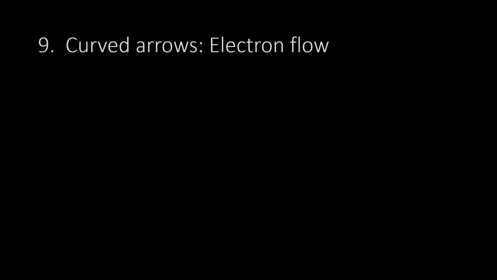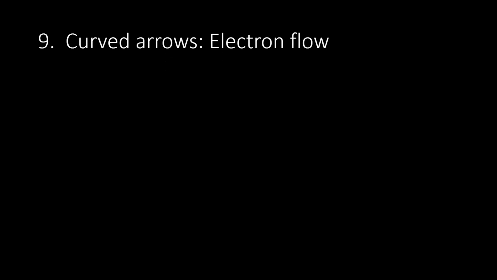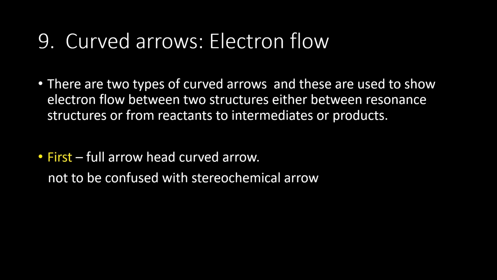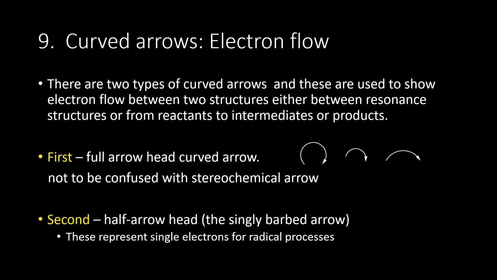Number 9. Curved arrows to show electron flow. There are 2 types of curved arrows, and these are used to show electron flow between 2 structures, either between resonance structures, or from reactants to intermediates, or from intermediates to products. First, the full arrowhead curved arrow, not to be confused with the stereochemical arrow. The other type of arrow is the half arrowhead, the so-called singly-barbed arrow. This arrow represents the single electron for radical reaction mechanisms.